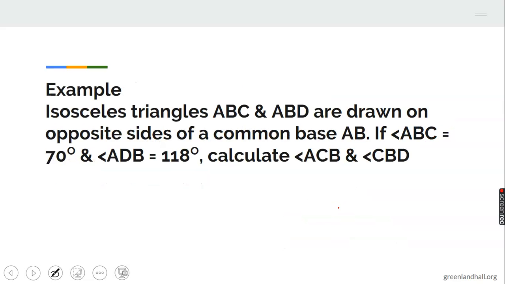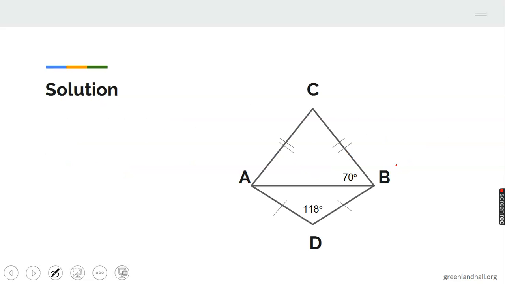So note that. Now, example: isosceles triangles ABC and ABD are drawn on opposite sides of a common base AB. If angle ABC, the angle at B, is 70 degrees, and angle at D is 118 degrees, we have to calculate angle ACB and angle CBD. And these are the solutions. Here will be 70, base angles. So here will be 40 degrees. So this angle is 40. Angle ACB is 40.